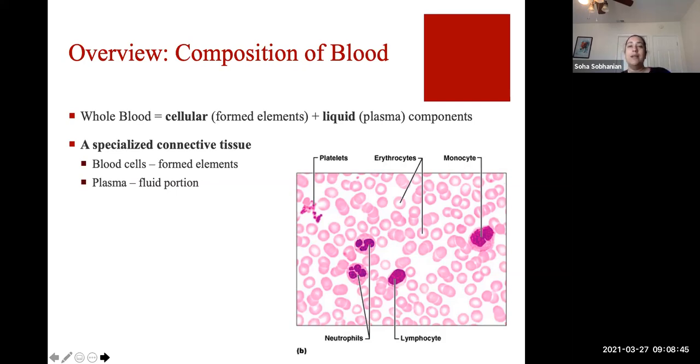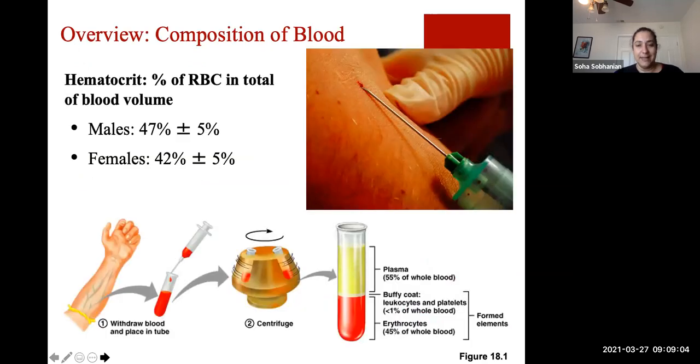Okay, so what are the components of your blood? So you have the cellular components, which are basically your red blood cells, your white blood cells, and your platelets. And then the liquid portion of your blood, which is plasma, which is basically what allows these cells to flow inside your blood vessels. So let's take a look at this.